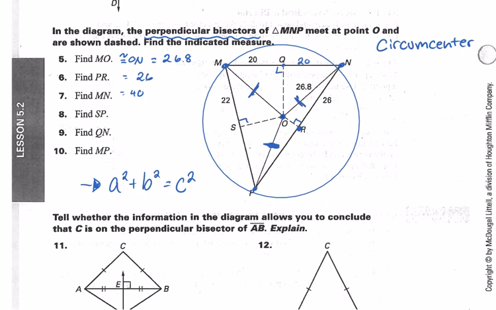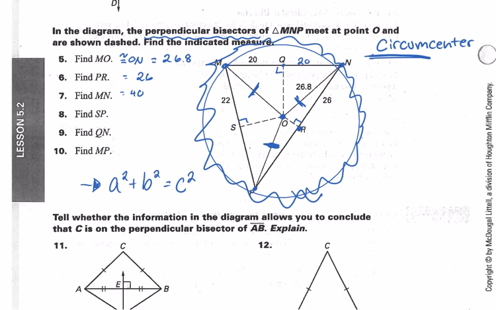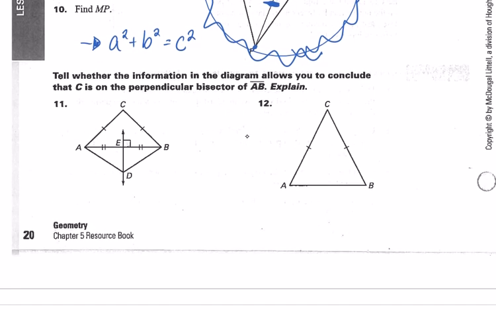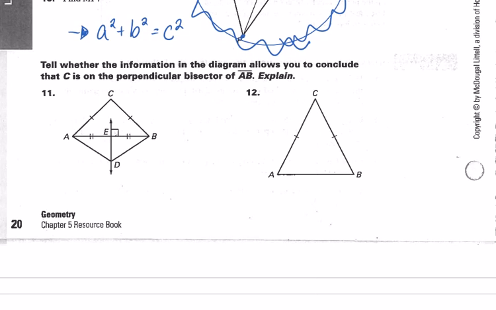That's a circumcenter. It's the point that's the center of a circle that can go around that triangle. So think of circumference. It goes around. In addition to knowing what a circumcenter is, which is the point of concurrency for perpendicular bisectors, we also need to know if there's enough information to say that it is a perpendicular bisector.